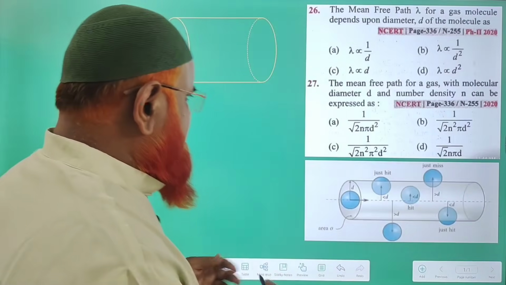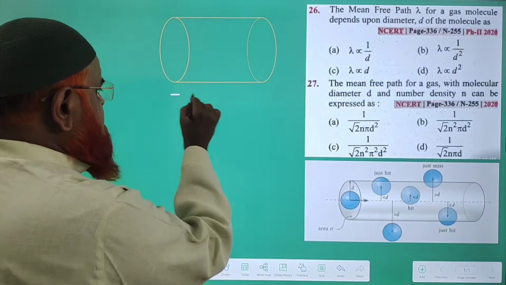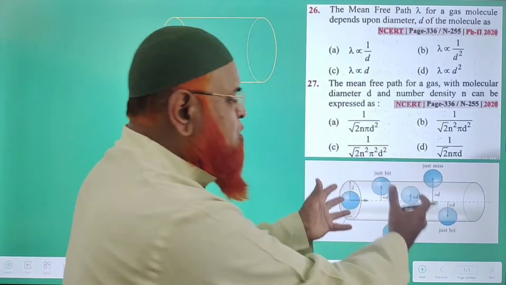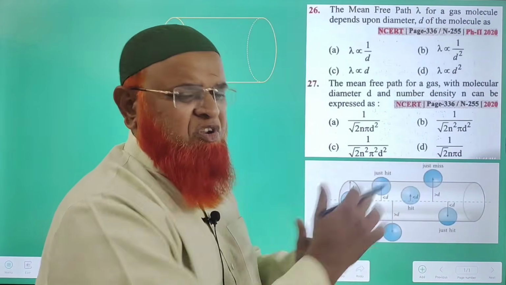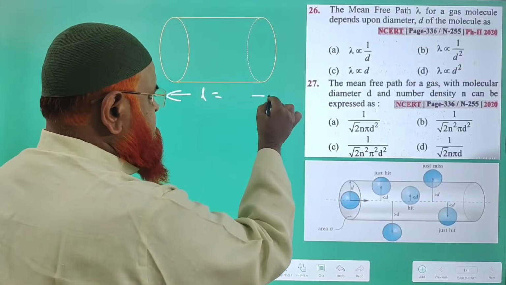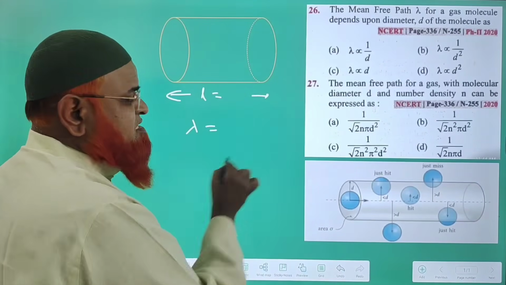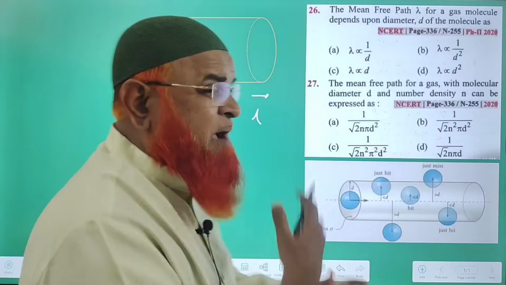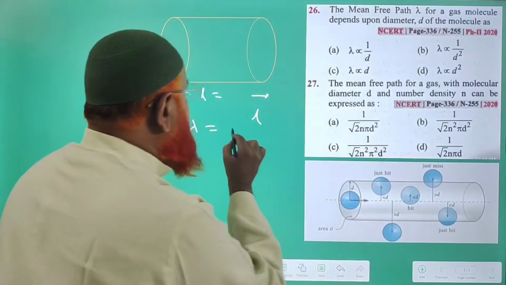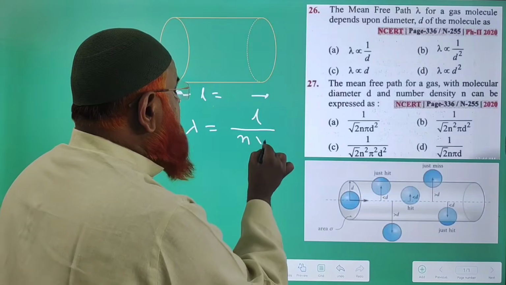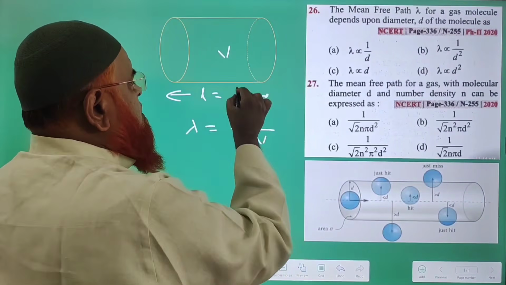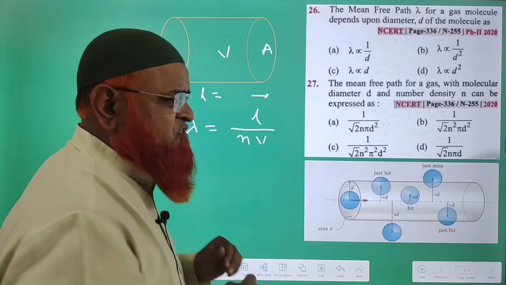Now let me discuss here. You have taken a cylinder in which the molecules are present. They are taking multiple collisions. Then what is the meaning of a mean free path? Mean free path means the length of the imaginary cylinder in which collisions have taken place, divided by the number of collisions in the volume of the cylinder V. And this is going to be the area of cross section of the cylinder.